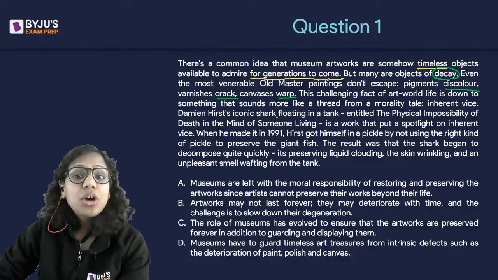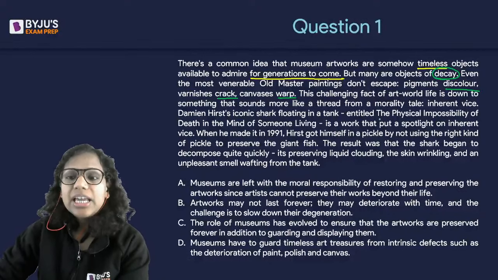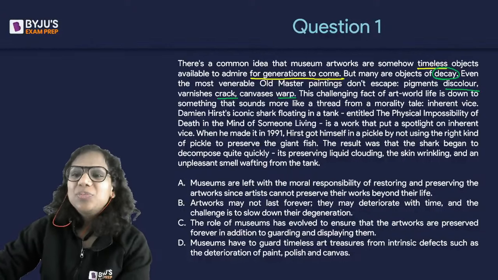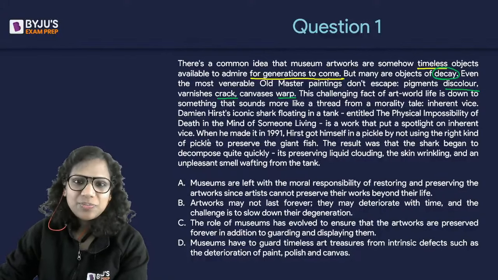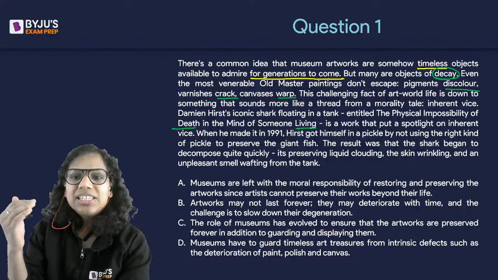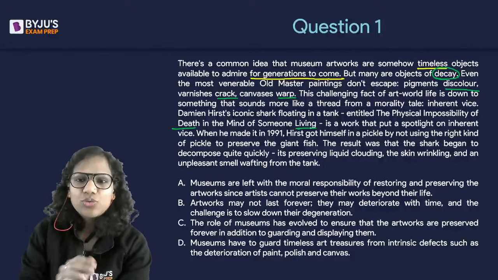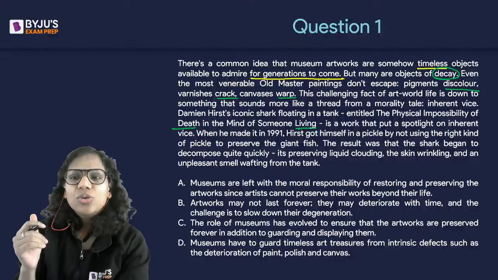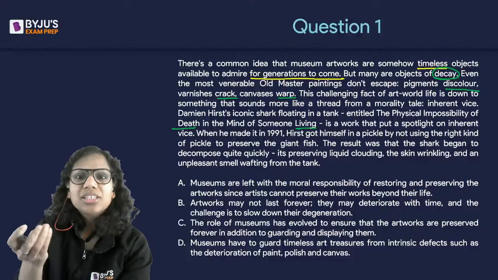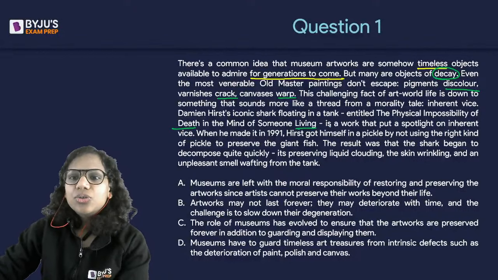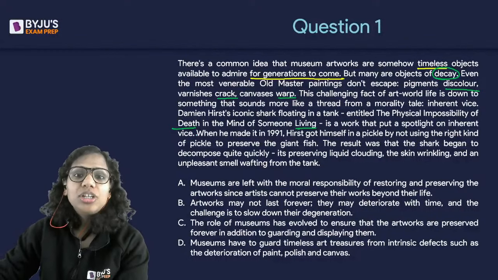Damien Hirst's iconic shark floating in a tank, entitled The Physical Impossibility of Death in the Mind of Someone Living, is a work that put a spotlight on inherent vice. All right, so death, living. We see that throughout whatever we've read so far, we are talking about these two antonymous ideas, decay. We are saying that these artworks decay, they are not timeless, right? So this work put a spotlight on inherent vice.